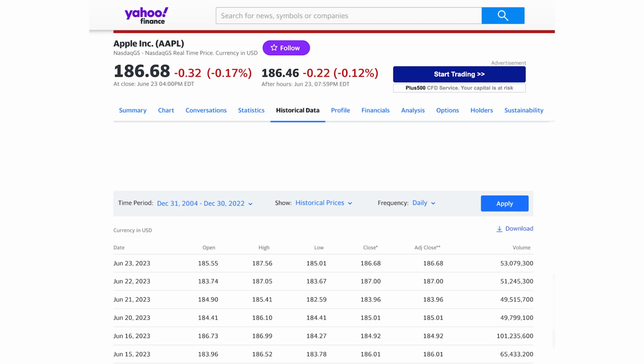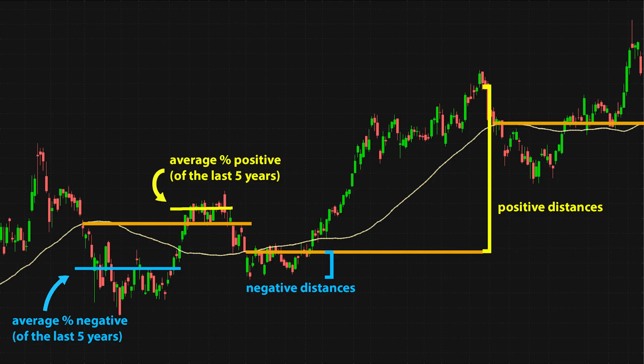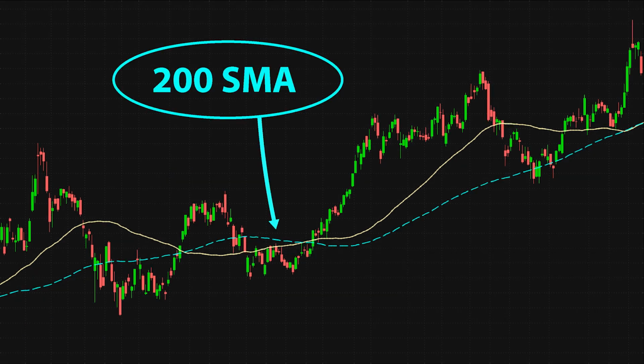I began by gathering the necessary data. To do that, I visited Yahoo Finance and downloaded the historical data of each stock from the beginning of 2005 to the end of 2023. Why 2005 if the backtest is going to start in 2012? Well, because we'll need 5 years prior to that to calculate the averages mentioned here, and 1 extra year that we'll need in order to calculate the 200 simple moving average.